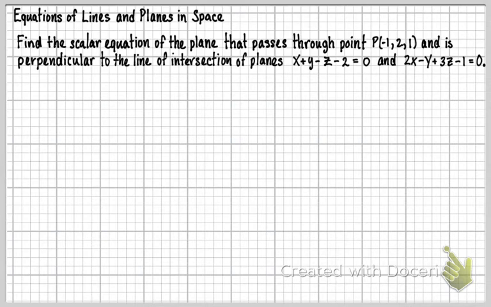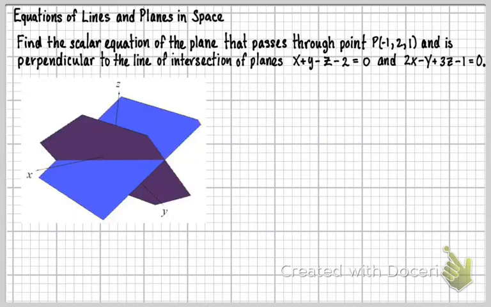So take a look at this. Here is the picture of those two planes. Now let's read this again. It says, find the scalar equation of a plane that passes through the point (-1, 2, 1). So -1 is going to come out the back here, 2 is going to run to the right 2 and then up 1. So we're probably going to be somewhere in there, something like that.